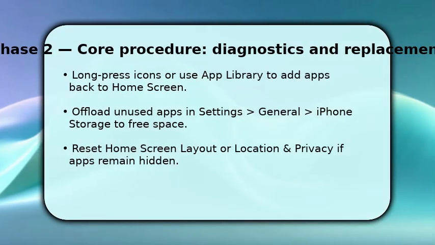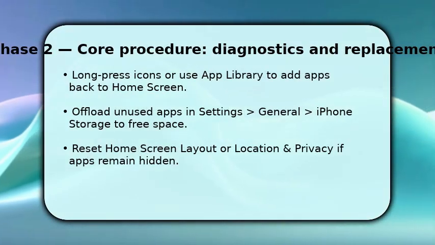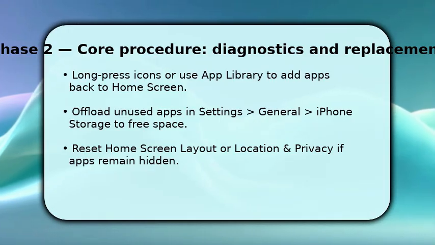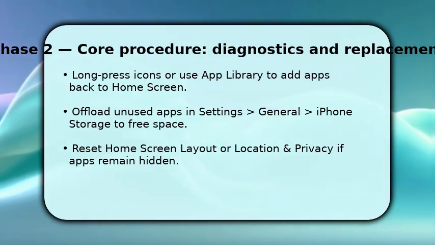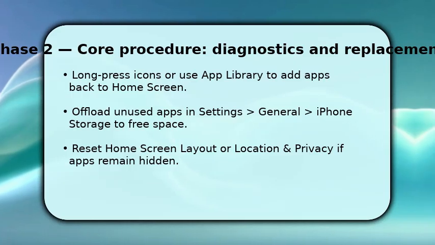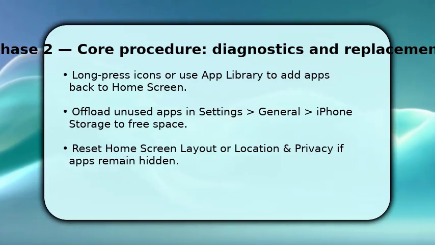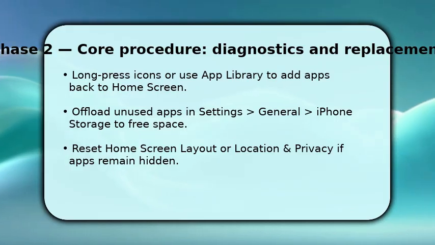Now you'll unhide or restore apps. From the app library, press and hold the app, then choose Add to Home Screen. This moves it back immediately. If apps are missing due to space, go to Settings, General, iPhone Storage and offload them. This preserves data while reinstalling.